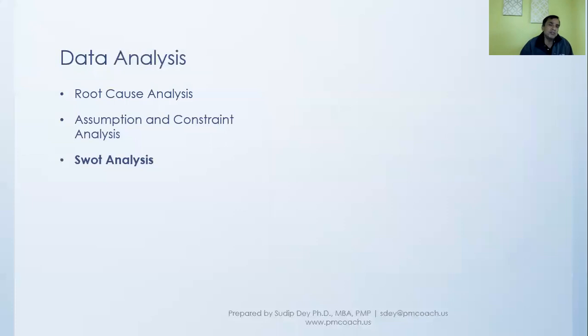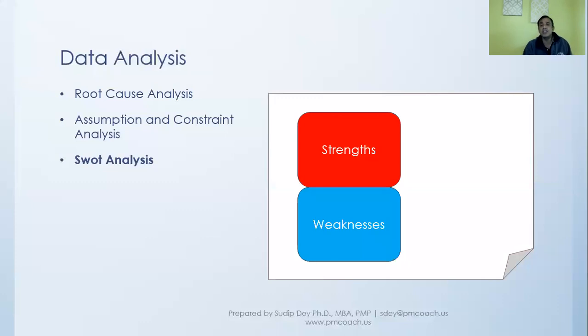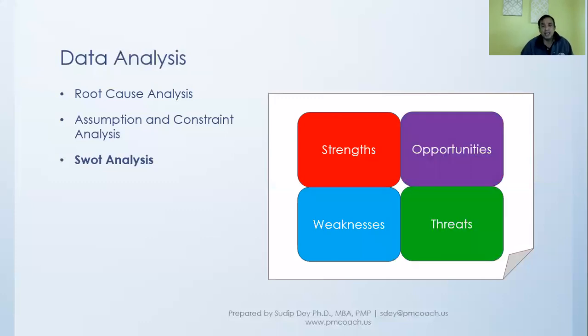Then another technique in data analysis is the SWOT analysis. SWOT stands for strengths, weaknesses, opportunities, and threats. We do that for different things in an organization, for strategy analysis and so on. But here, let's see how we apply this SWOT analysis to risk. Now, in an organization, we will do this strength, weakness, opportunities, and threat analysis.